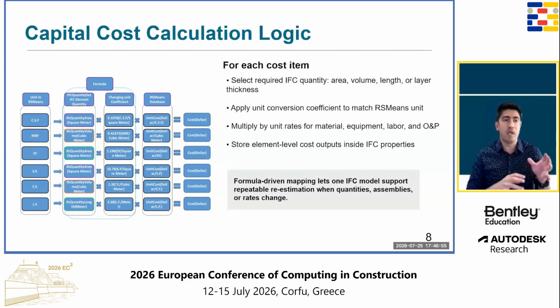And for each cost element, we had to normalize it to the cost data. So we deal with different types of units in the RSMeans. So we need to select the required IFC quantity, applying the unit conversion coefficient to match with that RSMeans unit, and multiply it by unit rates for materials, equipment, labor, operation, and overhead and profits, and store the element level cost outputs inside the IFC properties.